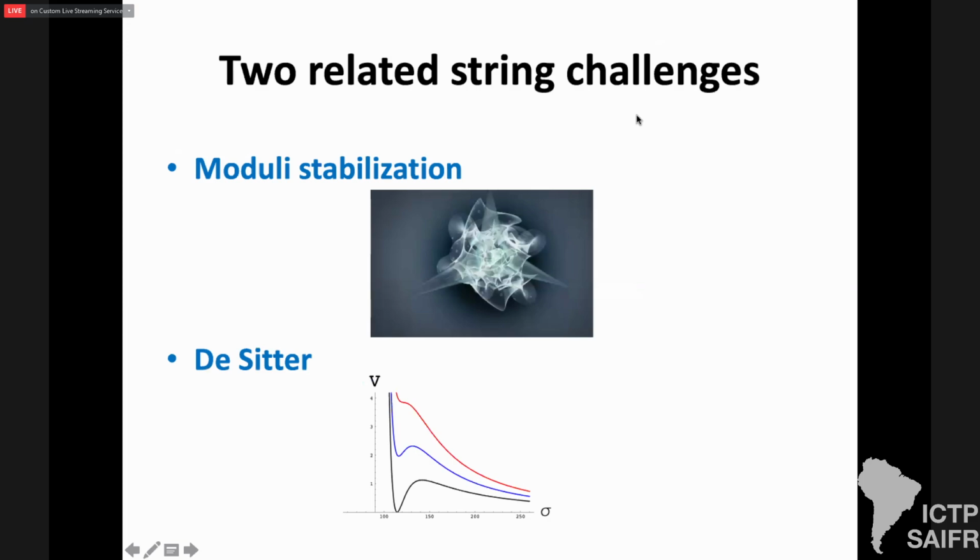Let me start from the beginning, just to be self-contained. There are two related string challenges. One is moduli stabilization, the other one is to get de Sitter. Moduli stabilization has been there for 100 years since Kaluza and Klein, and it's probably fair to say that it's only in this century that real progress has been made in finding mechanisms to stabilize moduli. So we should consider this a success of string theory so far.